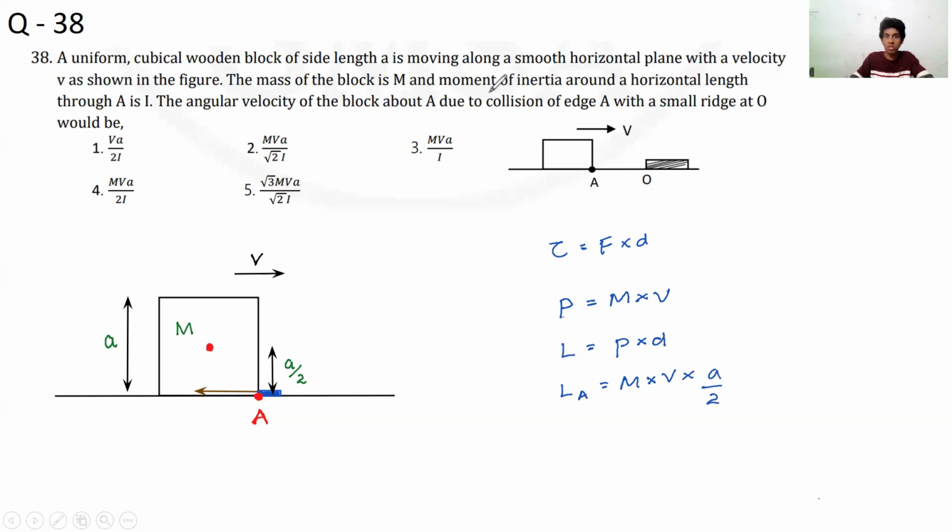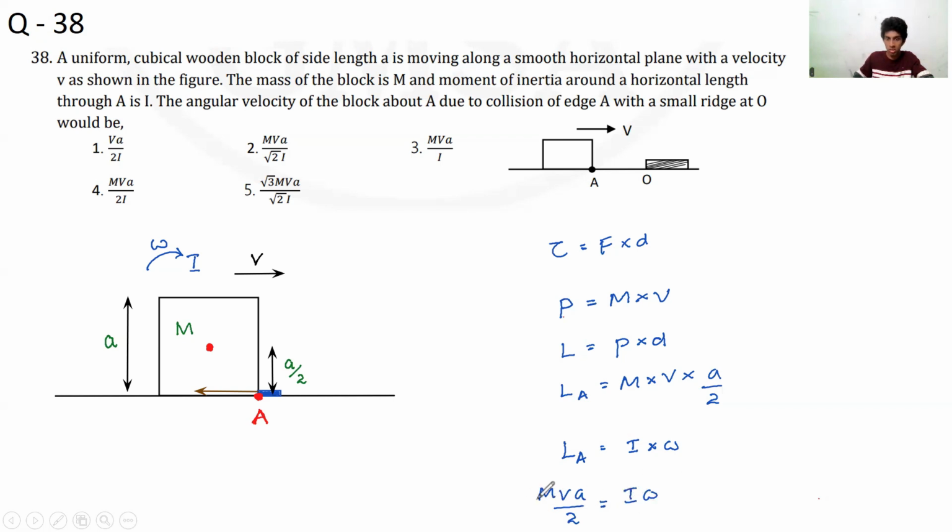And they have given the moment of inertia around A as I, and let's take the angular velocity just after the collision as omega. So the angular momentum about point A just after the collision is equal to I into omega. As the angular momentum is conserved during the collision, the initial angular momentum should be equal to the final angular momentum. Therefore, mva over 2 is equal to I omega.